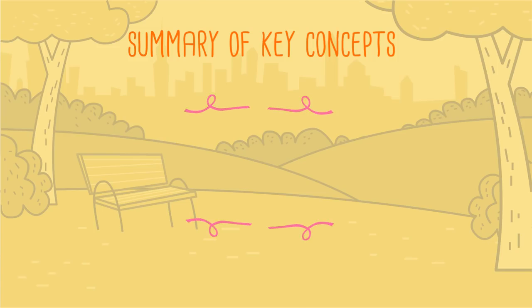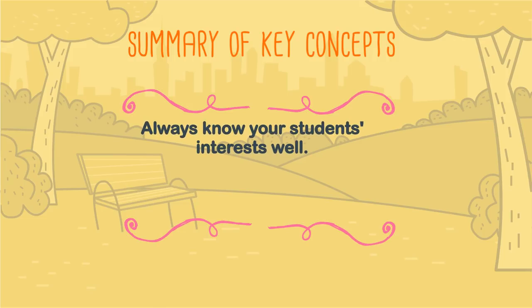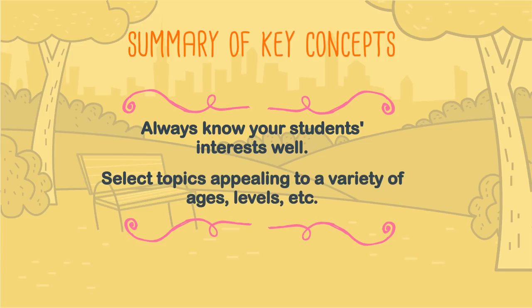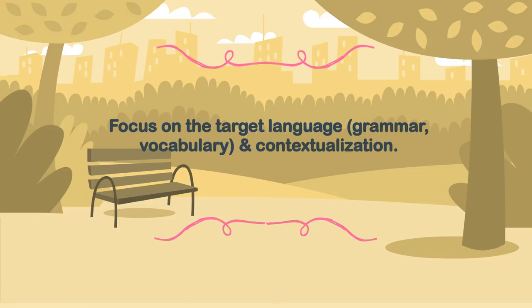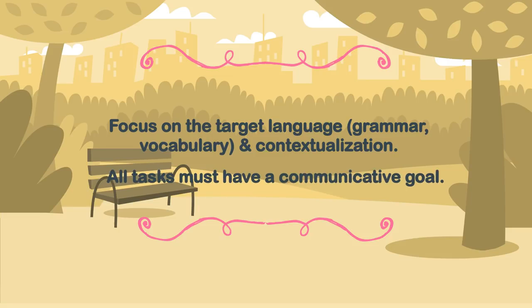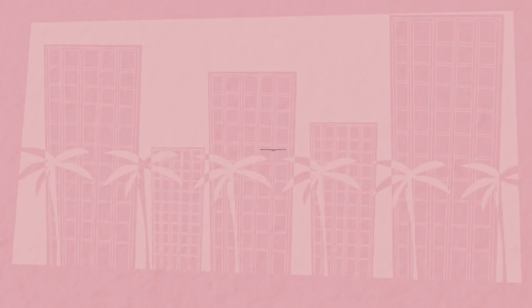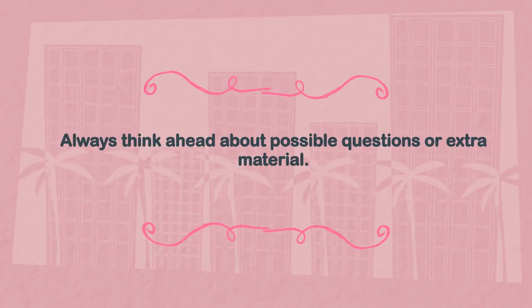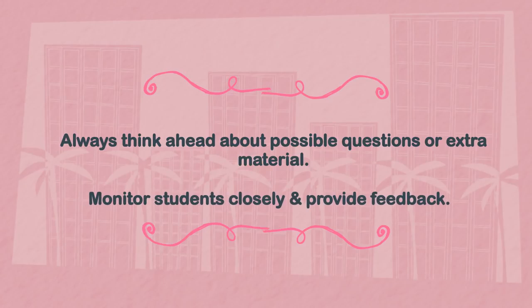In summary, some key concepts from the PPP lesson plan format are: always know your students well and select topics that will be interesting for them. Focus on the target language necessary to accomplish the tasks, such as vocabulary, grammar, contextualization, etc., with a communicative goal. Always think ahead about possible questions your students may ask you or some material you may need in advance in case internet is not available. Monitor them closely and provide necessary feedback.